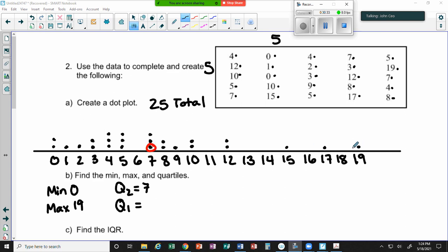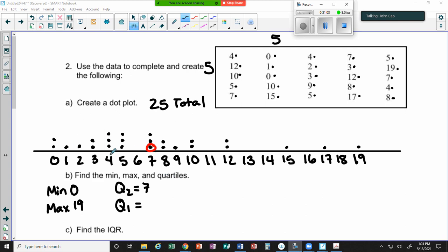Now what I said about counting the opposite direction: when I count these, 1, 2, 3, 4, 5, 6, 7, 8, 9, 10, 11, 12. Because I counted these from the bottom up, when I go this way, I'm counting from the top down, so I make sure I get it right. It's not necessarily going to matter in this case, but it could, depending. So, 7 is Q2.